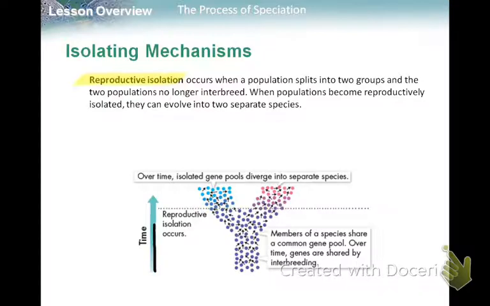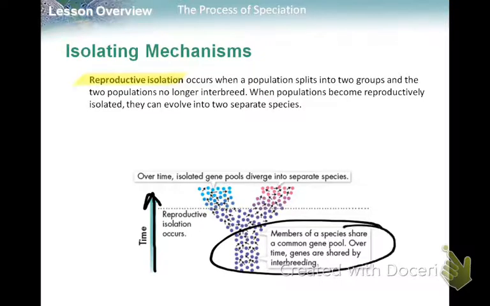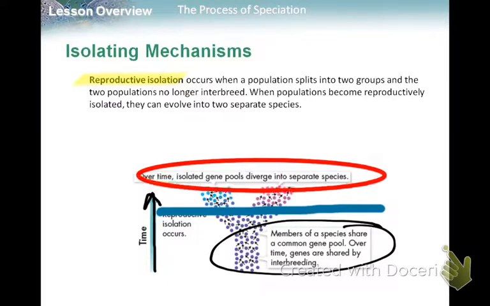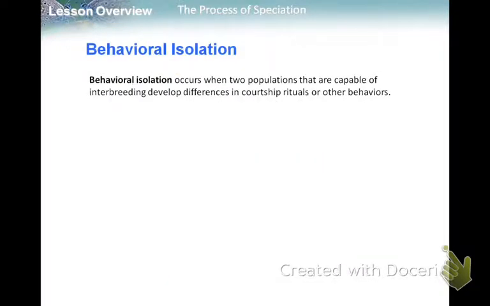What we see happening here is time is going from the bottom to the top. The members of a species have a common gene pool down here. There's interbreeding, and for some reason right here, this threshold, we see reproductive isolation occurring, and then we see isolated gene pools, and because of that, we get separate species. So let's examine how reproductive isolation can occur.